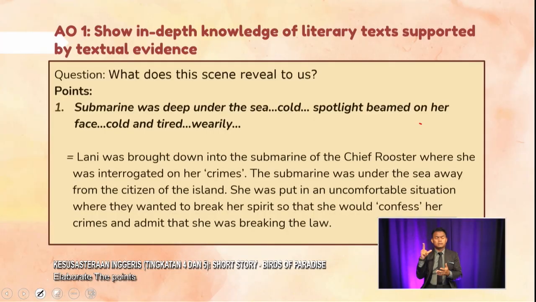Lani was brought down into the submarine of the chief rooster where she was interrogated for her crimes. So the submarine was under the sea, away from the citizen, because we see the submarine was deep under the sea. You need to ask yourself, why? And you need to answer that in your essay. It was deep under the sea, away from the citizen, so the citizen will not see actually how the chief rooster upholds his law. She was put in an uncomfortable situation because they wanted to break her spirit so that she would confess to her crime and admit that she was breaking the law. So this is from Lani's point of view.